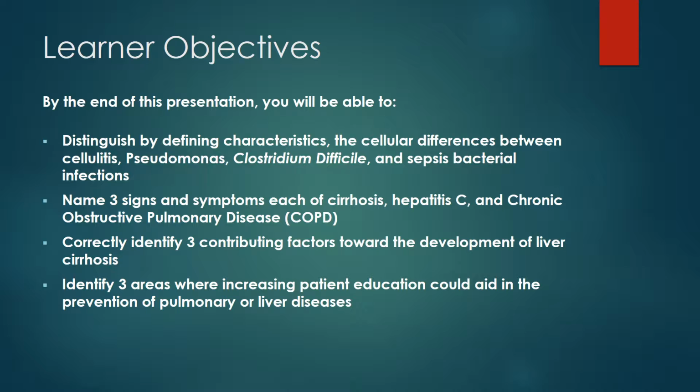Our learner objectives. By the end of this presentation, you will be able to, 1, distinguish by defining characteristics the cellular differences between cellulitis, Pseudomonas, Clostridium difficile, and sepsis bacterial infections. You should be able to name 3 signs and symptoms each of cirrhosis, hepatitis C, and chronic obstructive pulmonary disease, or COPD. Correctly identify 3 contributing factors toward the development of liver cirrhosis, and identify 3 areas where increasing patient education could aid in the prevention of both pulmonary or liver diseases.